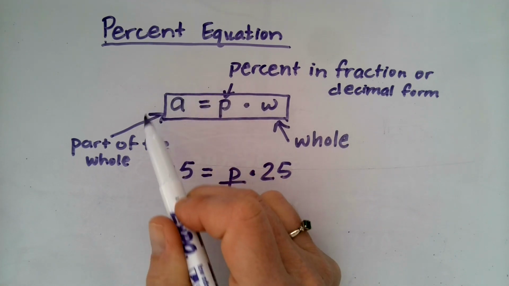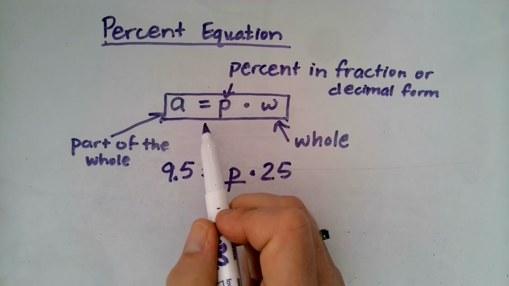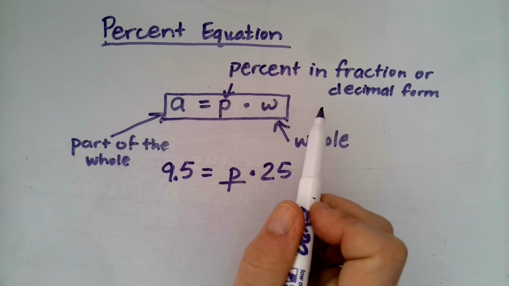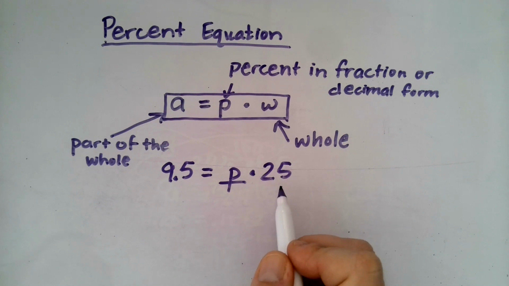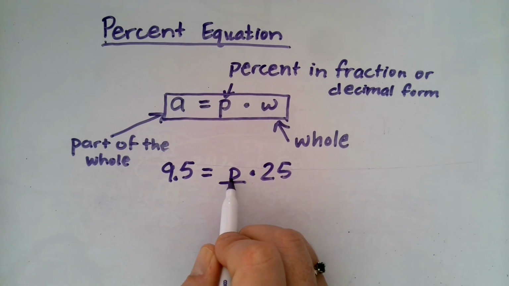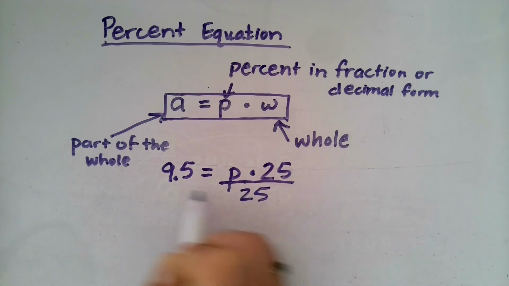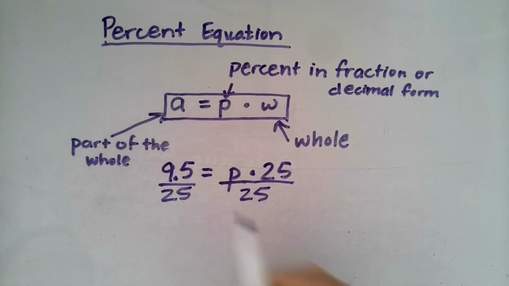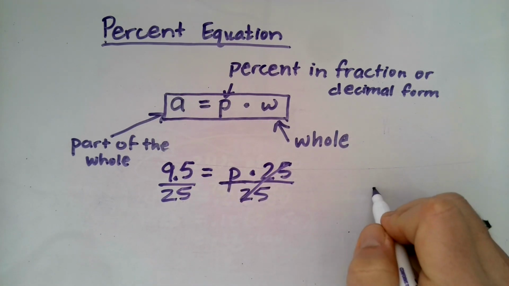And you're continuing to go back to this original equation where your part of the whole equals the percent in decimal or fraction form times the whole. So here we go. We're going to solve this. In order to solve for the percent, we know we're going to have to divide both sides by 25. Okay, this will cancel out and we'll just be left with p. So now we have 9.5 divided by 25, and let's do that.